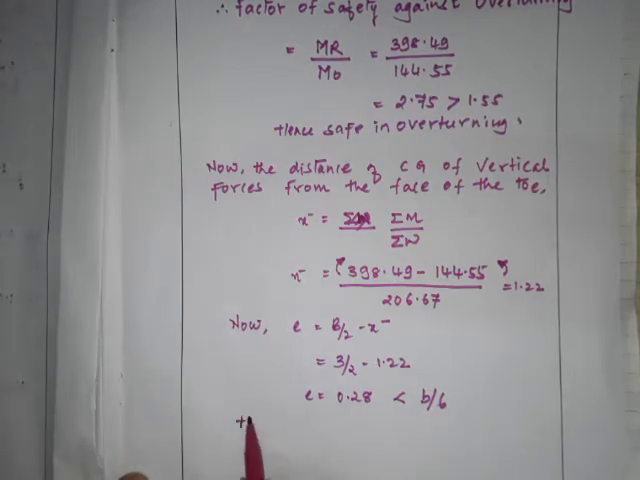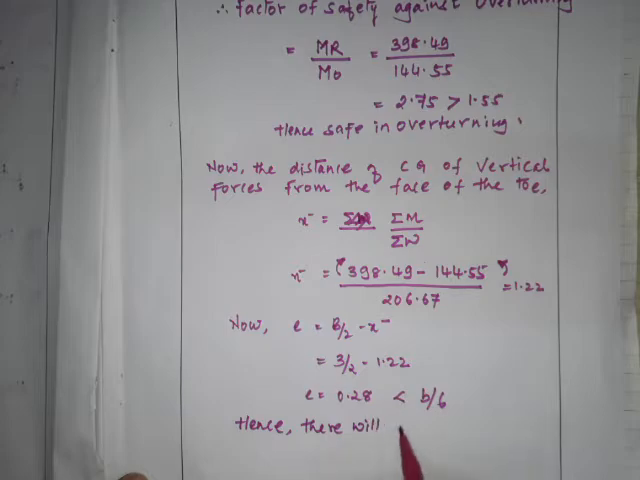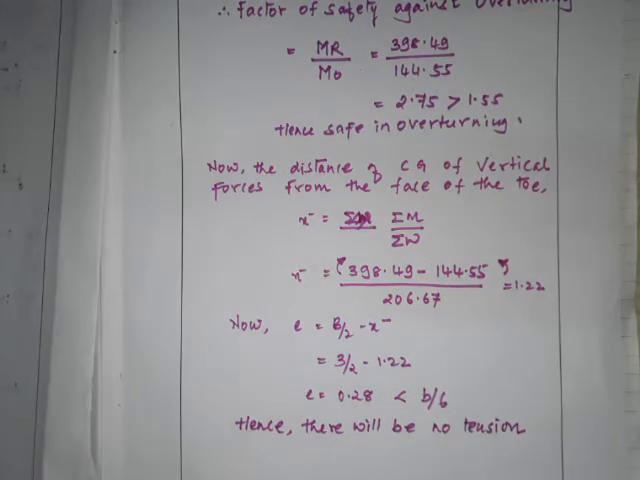Hence there will be no tension. So always in the design of a retaining wall, the eccentricity E should be less than or equal to B by 6 to adopt no tension. Now I will explain what this no tension is, or why the eccentricity should be less than B by 6.